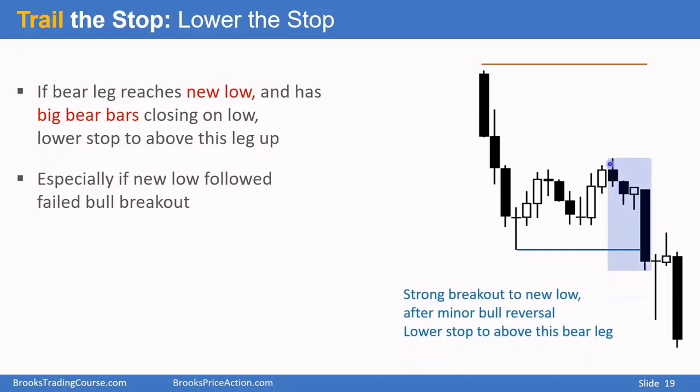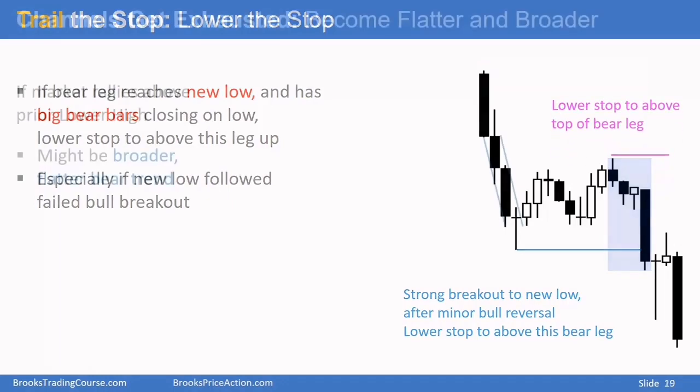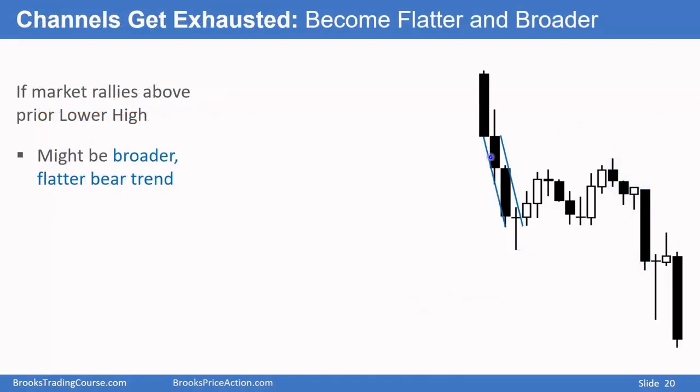So after a strong breakout, this becomes a major lower high, and bears will take their stop from here and put it to just above there. Pretty tight channel. And if the market trades above a lower high, as it did here, it's probably not going to be a bull trend, but it could be a weaker bear trend. It could be a trading range, but more likely it's going to be a weaker bear trend, broader, flatter.